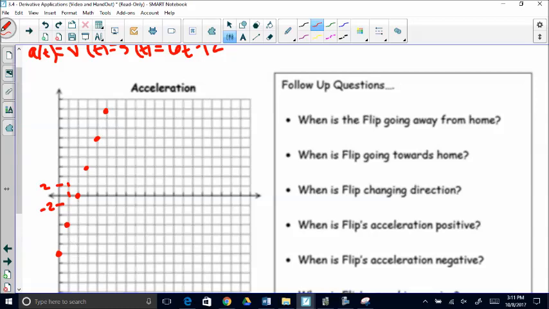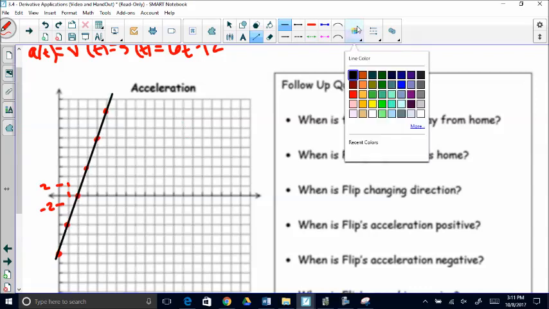And then I'm going to draw a beautiful line. I'm not even going to try to do that because I have this lovely line feature. That did an awesome job for me. I can even make it red. Maybe.